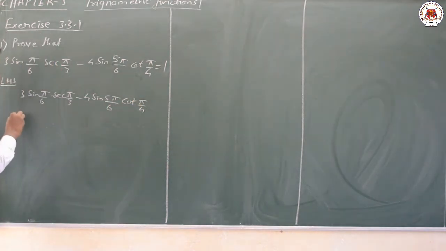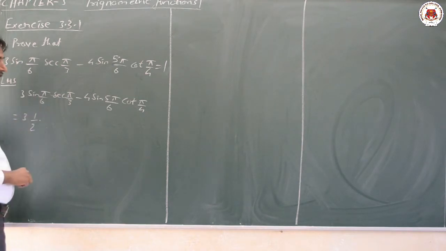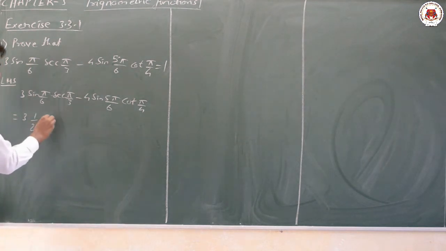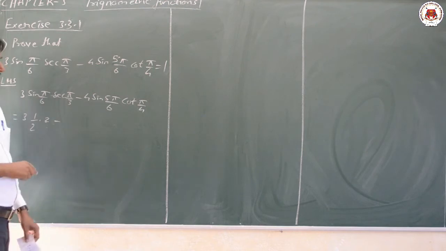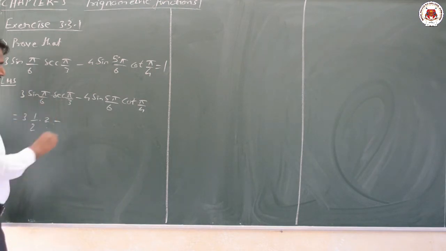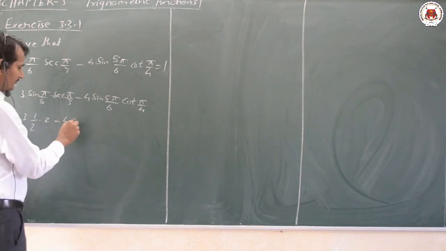Now here the LHS part, 3 into sine of pi by 6, that is nothing but 1 by 2, secant pi by 3. Cot of pi by 3 value is 1 by root 3, and the reciprocal of that, again it is 2 here. Minus, cos pi by 3 is 1 by 2, its reciprocal is 2, then 4 into sine.